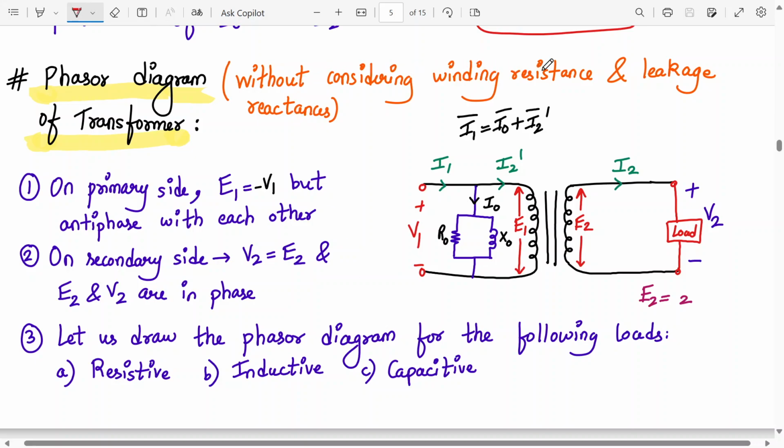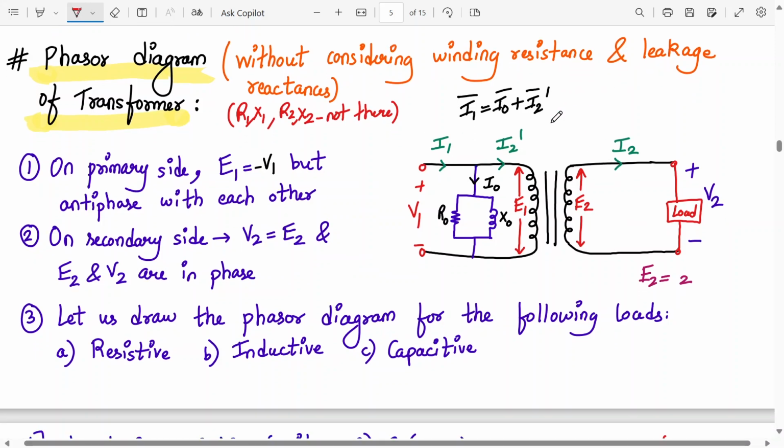without considering winding resistance and leakage reactance. Means that R1, X1, R2, X2 are not there in the circuit. Okay. So draw the circuit diagram now. It will be without them. It will be I1, I0, R0, X0 will come. V1 and E1 will be there.